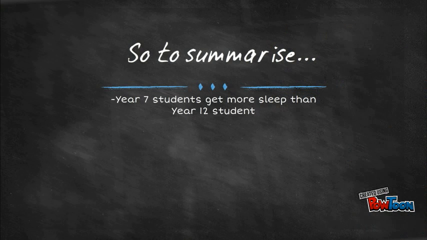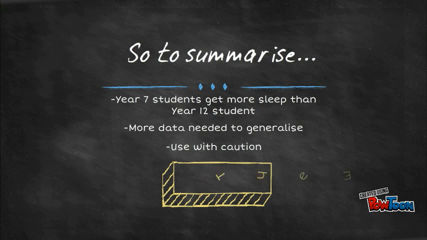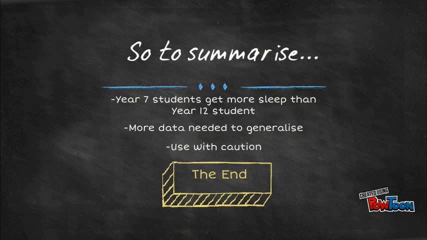To summarise, the data shows that Year 7 students have more sleep than Year 12 students. It would be a good idea to collect more data and start the investigation with a larger sample size of 200 plus to be able to generalise the data. Unless the initial sample size is larger, the results can't be used without caution because there are not enough students to make up an accurate overview.